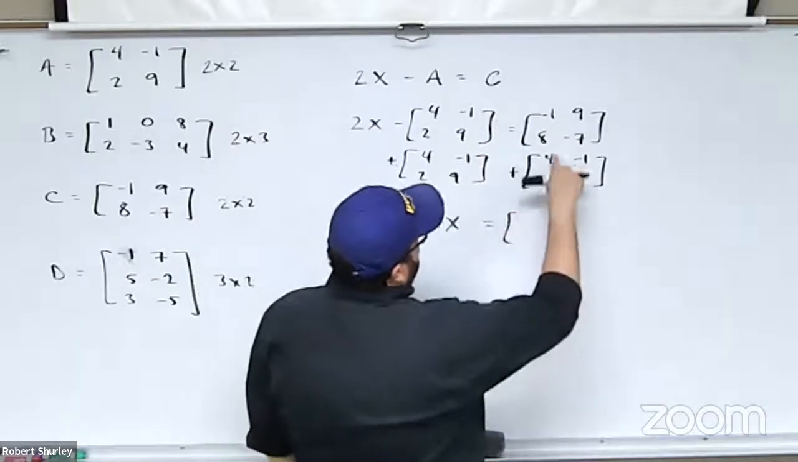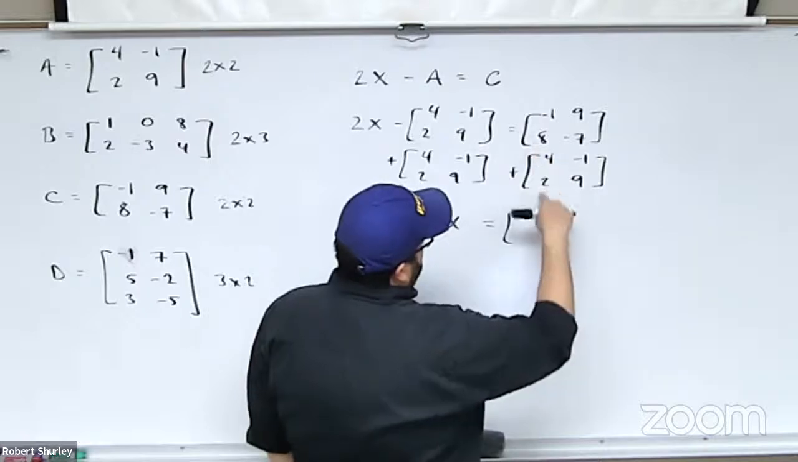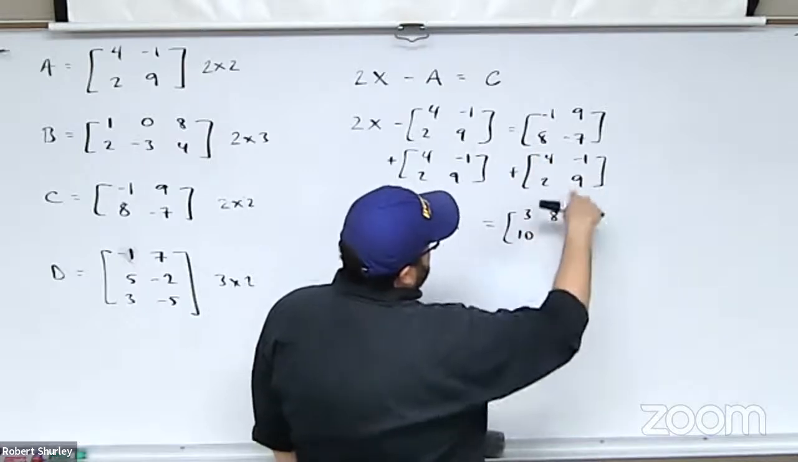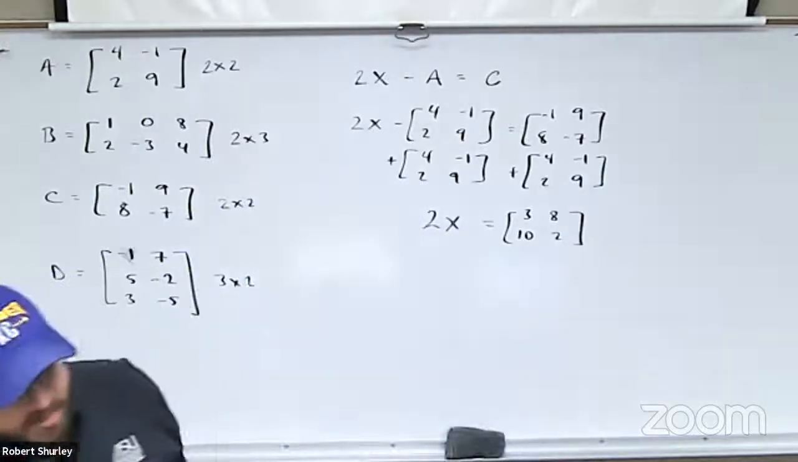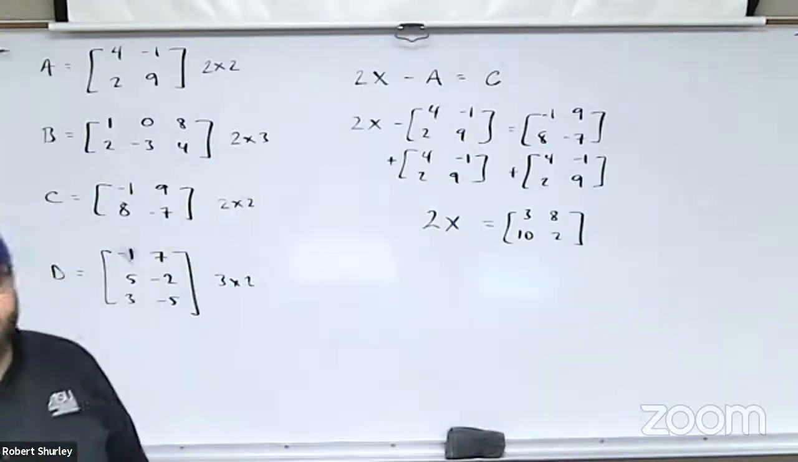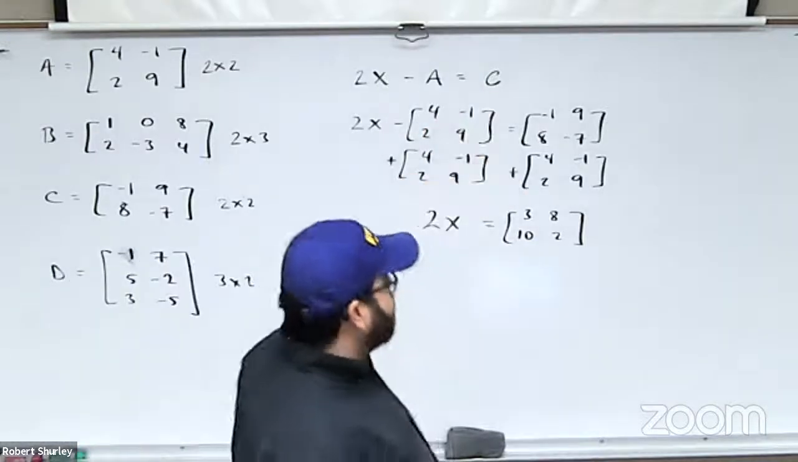-1 plus 4, that's 3. 9 minus 1, that's 8. 8 plus 2, that's 10. -7 plus 9, that's going to be a positive 2. This should have been what we got at the very beginning, the very first example. This is what we got, right? Because all we're doing is adding C plus A.